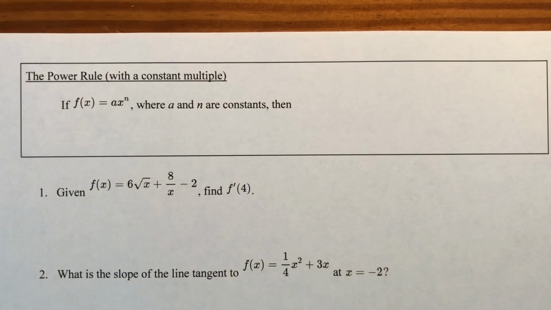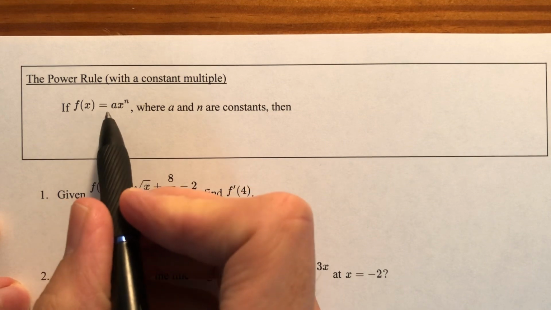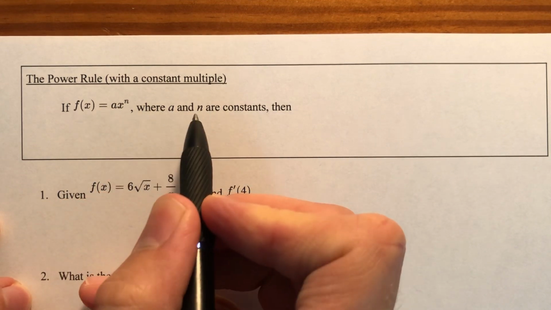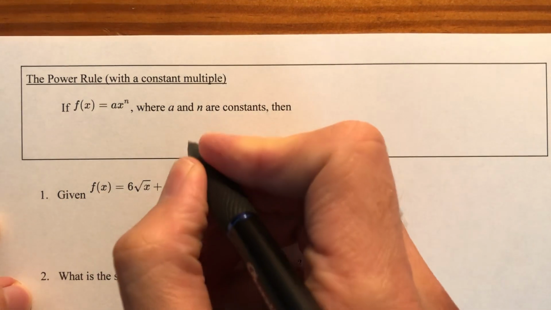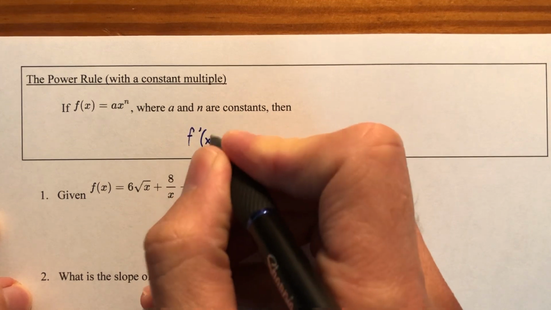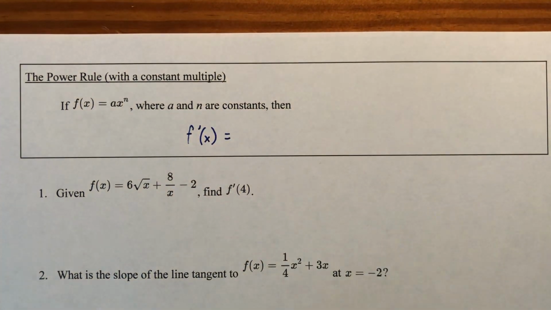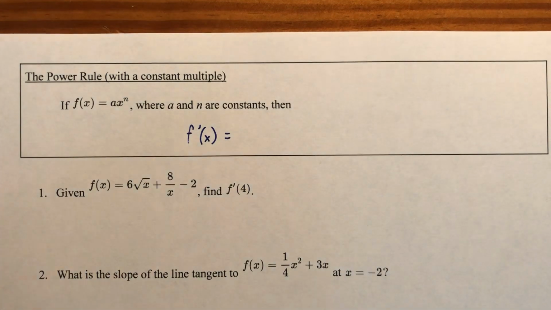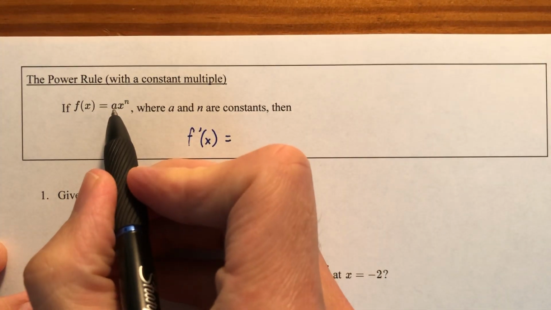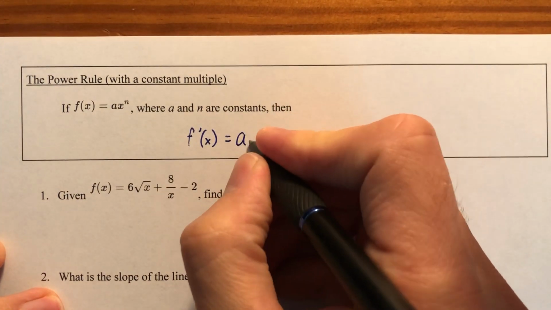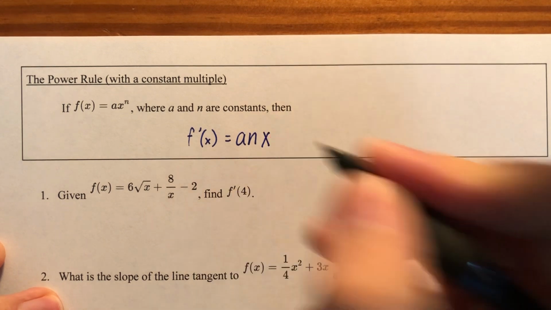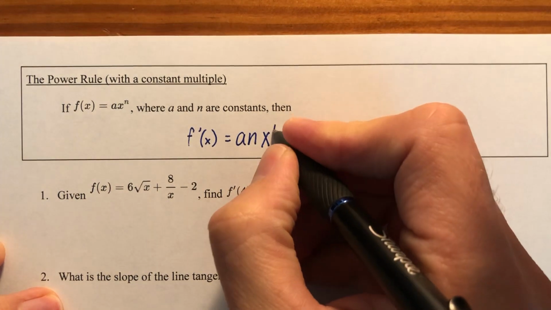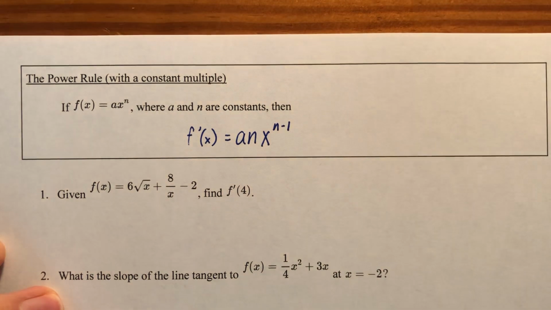Well, here is the official power rule with a constant multiple. So f of x is equal to a times x to the n, where a and n are constants. Then, here's the derivative. And we've done this, but now we're formalizing it with some variables. We would take the coefficient and multiply by the exponent. And then we would take our variable and subtract 1 from the exponent.